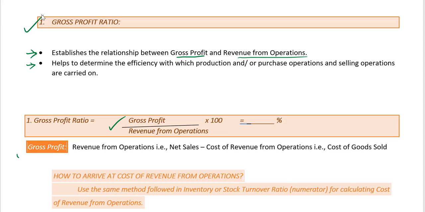How do we arrive at the gross profit? We will take the revenue from operations, in other words, the net sales, minus the cost of revenue from operations, that is the cost of goods sold. In order to arrive at the cost of revenue from operations, use the same method which we followed in inventory or stock turnover ratio, where we calculated cost of revenue from operations as the numerator in that ratio.